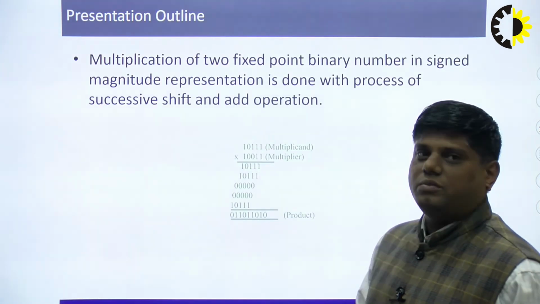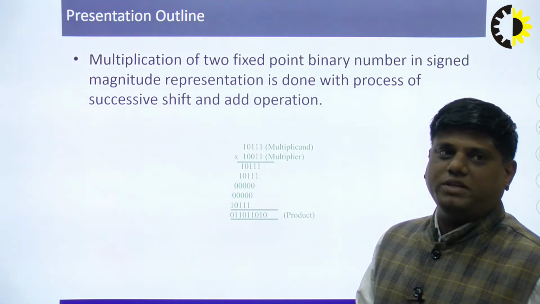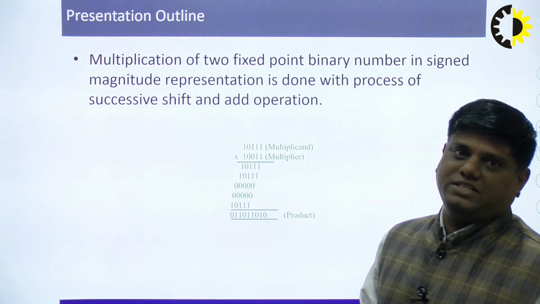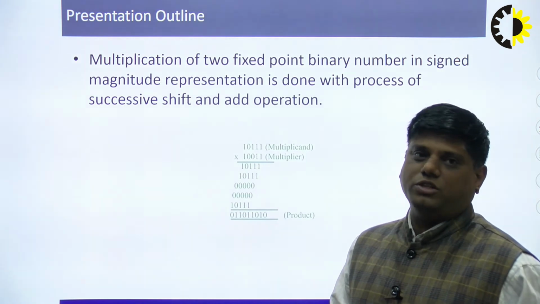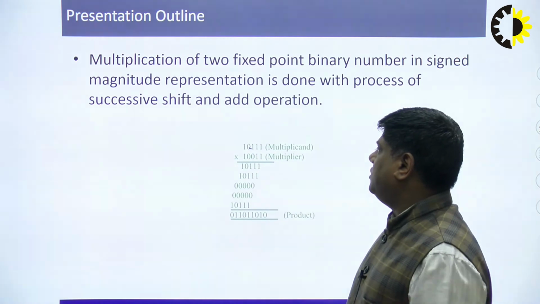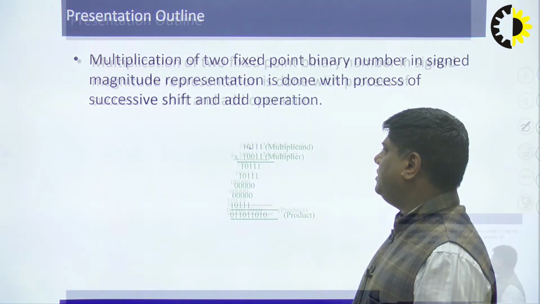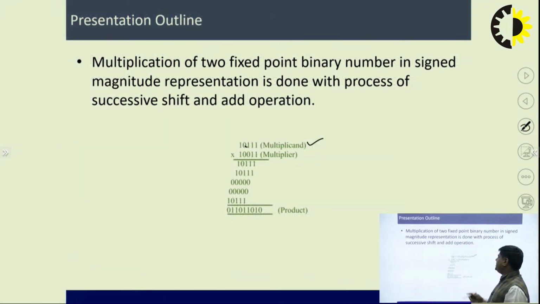When we start any complex topic, we take a very simple example first. What is the procedure for any multiplication algorithm for two numbers? We take a very simple example: 1 0 1 1 and 1 0 0 1 1. This is the multiplicand and this is the multiplier.